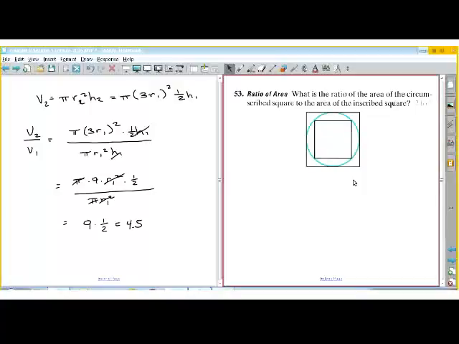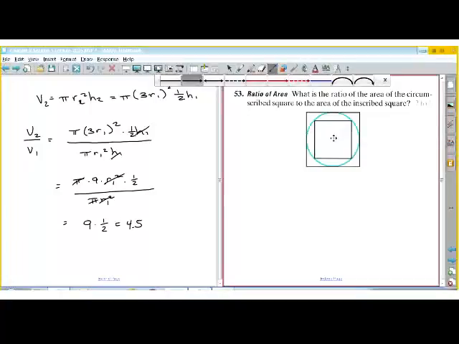Okay, 53 says, what is the ratio of the area of the circumscribed square to the area of the inscribed square? So the circumscribed square is the one that's on the outside of the circle, and the inscribed square is the one that's in the center. And you can see that the four corners of this square are inside, and the midpoints of the sides correspond for the circumscribed square. So what they want to find is, what is the ratio of the big area to the small area?